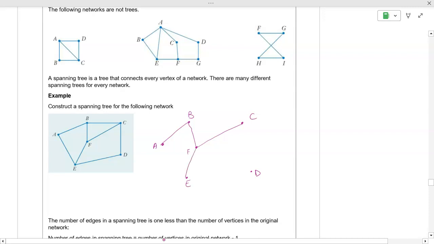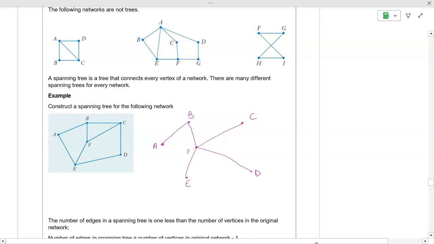Now you've got two options here. You can go C to D. You could go E to D. You could go F to D. Doesn't matter which one you choose. Same as before, I might have chosen to go from A to E instead of F to E. Okay, we could go like that.